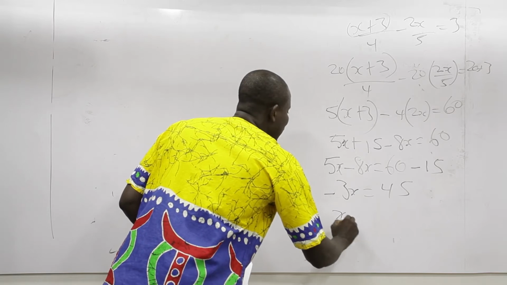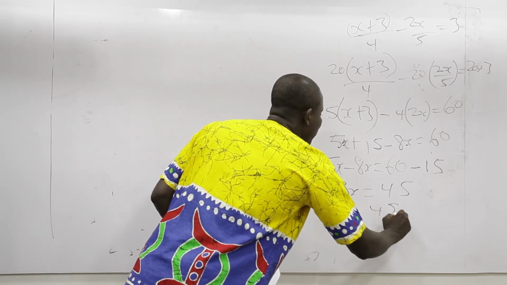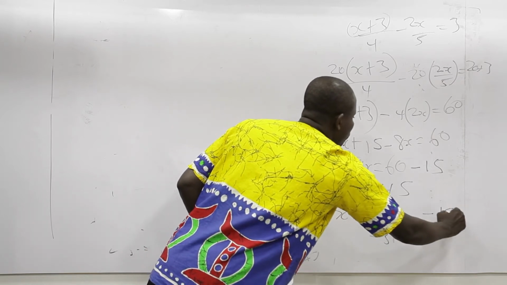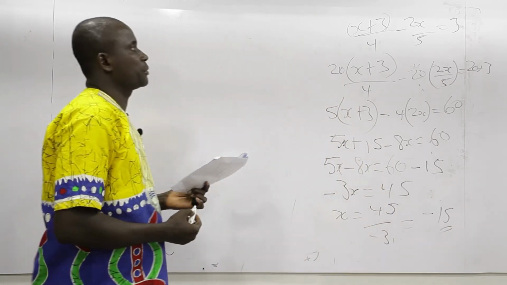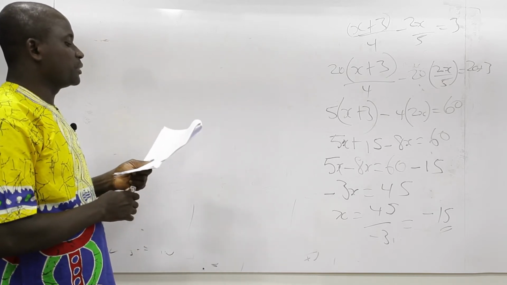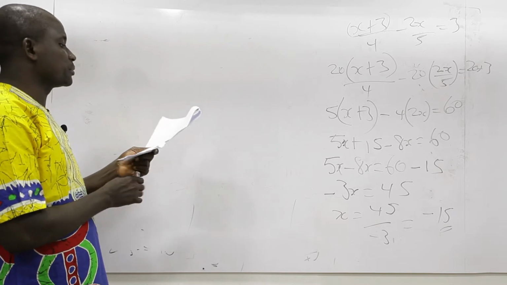We are going to get x is equal to 45 over negative 3. And that will be negative 15. That will be negative what? 15. Now let's solve another linear equation.